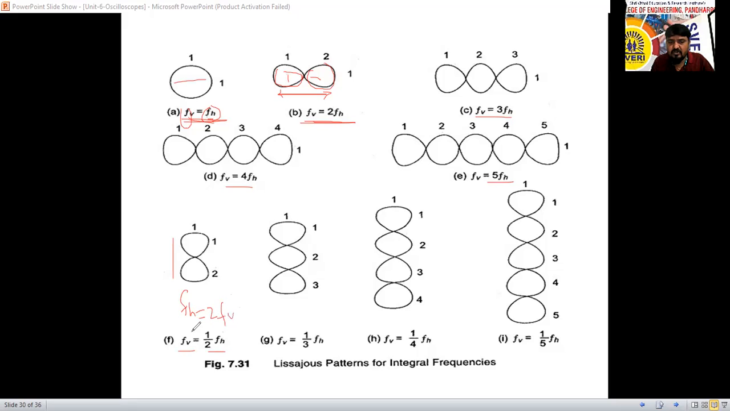Horizontal frequency equal to 2 vertical frequency, or vertical frequency equal to 1 by 2 FH here. Both are correct or not? This 2 you send into here. FH equal to 2 FV.